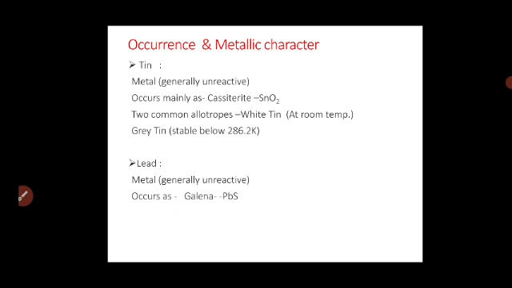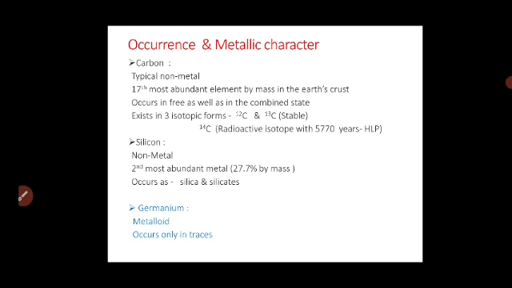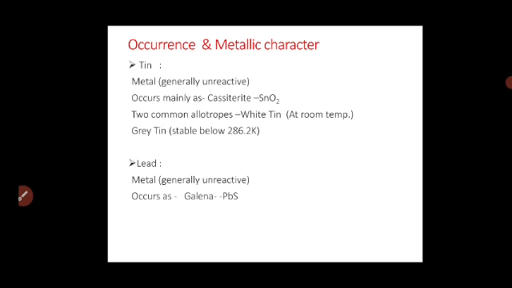Okay, so let us start now with electronic configuration. We have seen the elements, their occurrence and their metallic character. From this you have seen that the first two elements, carbon and silicon, are non-metals. Germanium is a metalloid and tin and lead are metals. Means non-metallic character decreases down the group, whereas metallic character increases down the group.